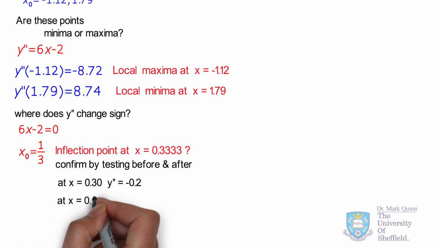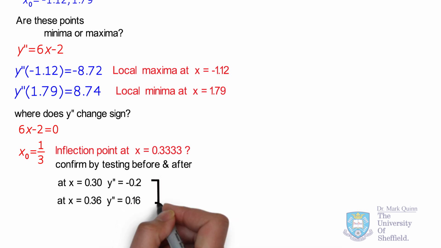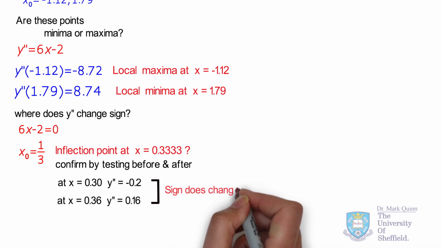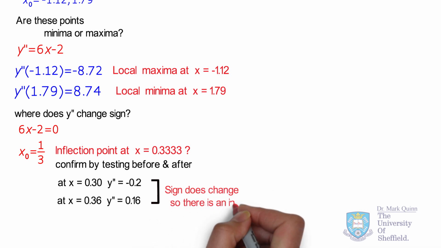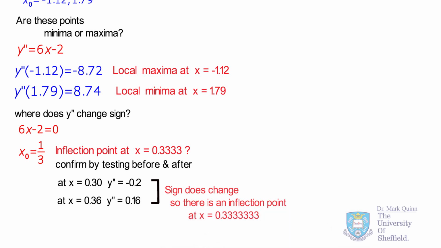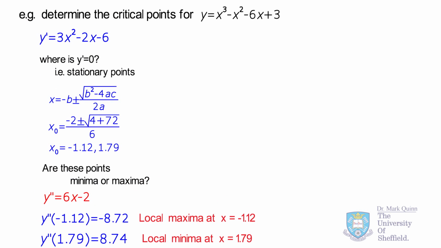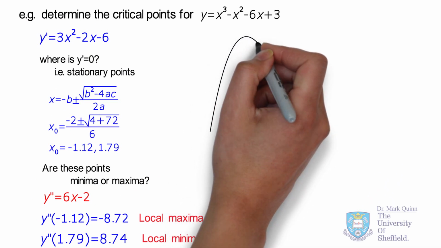To ensure that this is indeed a real change of sign, we have to perform a short test, and we do so by choosing a point just before and just after the point in question at 1 over 3. In doing so, I've chosen 0.3 and 0.36, and I can see indeed there is a sign change in the second derivative around this point, and hence we can confirm that we have a point of inflection at x is equal to 1 over 3.